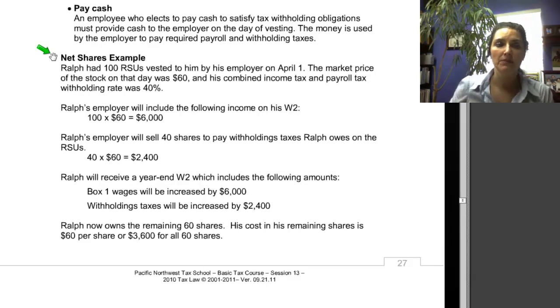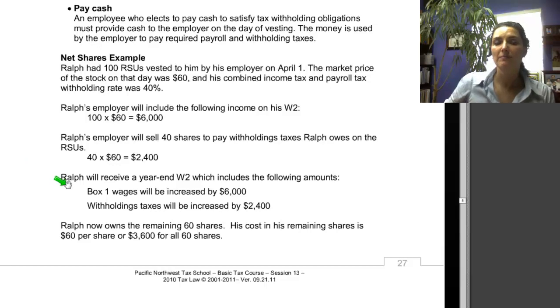So here is a net shares example. Ralph had 100 RSU shares vested to him by his employer on April 1st. The market price of the stock on that day was $60, and his combined income tax and payroll tax withholding rate was 40%. Ralph's employer will include the following income on his W-2. 100 shares times $60 is $6,000, but then Ralph's employer will sell 40 shares to pay the withholding taxes that Ralph owes on all of the RSUs. So 40 times $60 is $2,400 of shares are sold off. At the end of the year, Ralph will get a W-2 that shows the following amounts.